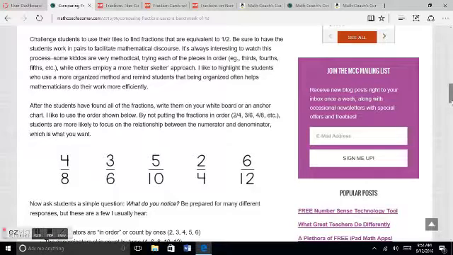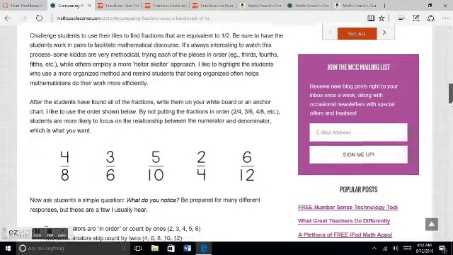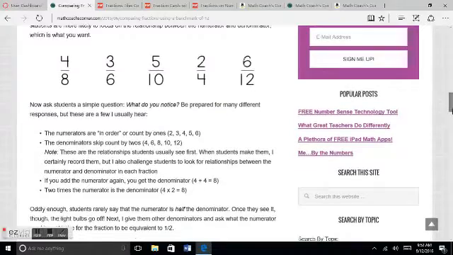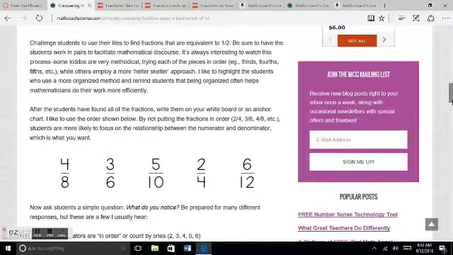The first part in this activity is to challenge students to use their tiles to find different combinations of fractions that are equivalent to 1/2. So this is where you'll have the students using different ways to figure out, okay, if I put these two together, it'll make 1/2. And then once they have that, you can write them down on the board, but do it in a random order. Don't put them in order like 2/4, 3/6, 4/8, because then the students will focus on that relationship rather than the relationship between the numerator and the denominator, which is what you want them to focus on for this activity.